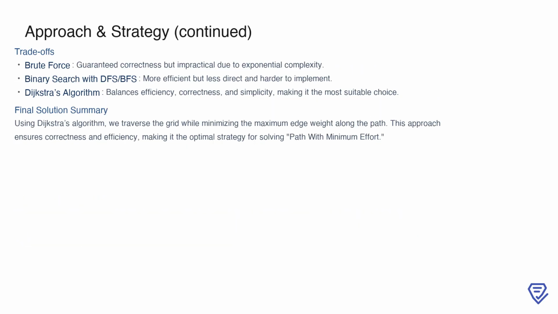simplicity. To summarize the trade-offs, the brute force method, while correct, is computationally infeasible due to its exponential complexity. Binary search with DFS or BFS is more efficient but introduces additional layers of complexity, making it harder to implement and debug. Dijkstra's algorithm stands out as the optimal solution, offering an excellent balance between efficiency, correctness, and simplicity. By traversing the grid and minimizing the maximum edge weight along the path, Dijkstra's algorithm efficiently solves the problem while maintaining clarity in implementation. This makes it the most practical and effective strategy for solving Path With Minimum Effort.